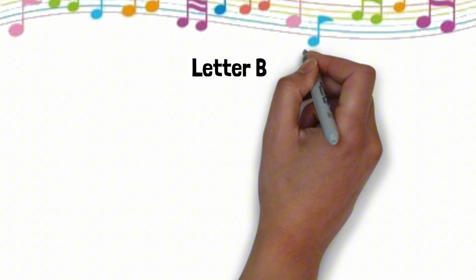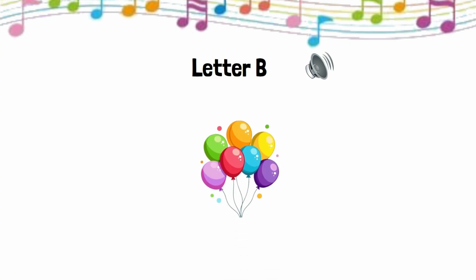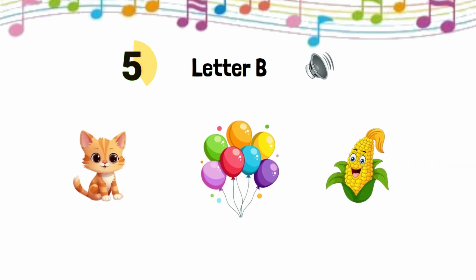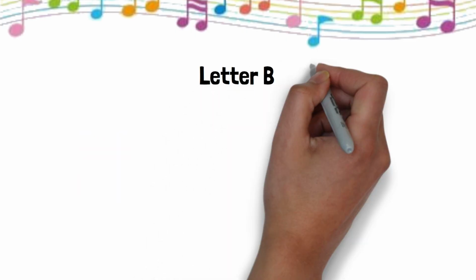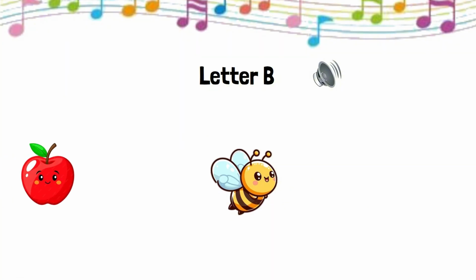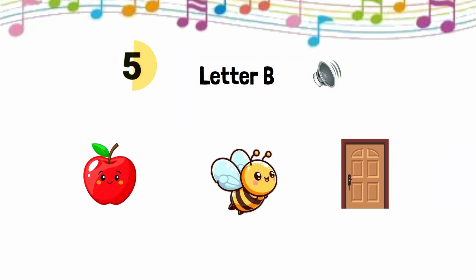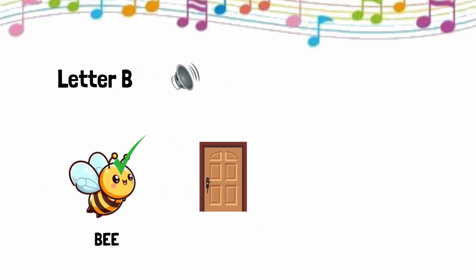Baba. Which picture starts with the sound balloon? Cat or corn? Correct. B for balloon. Now tell me, B, apple or door? B. Yes. B for bee.